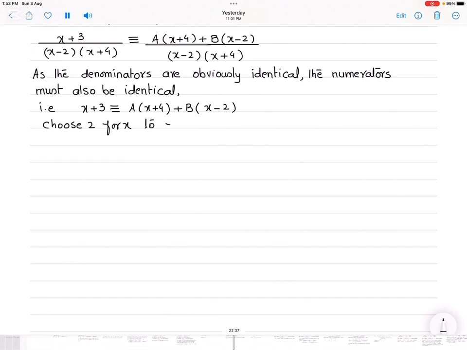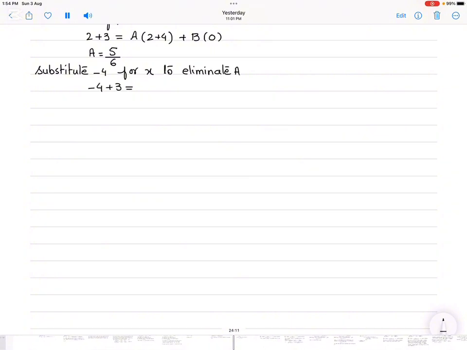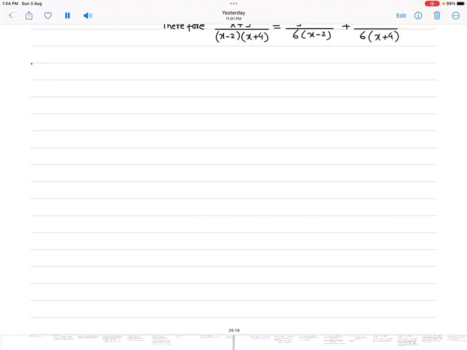Choose 2 for x to eliminate b. So 2 plus 3 equals a times 2 plus 4 plus b times 0. From here we get the value of a as 5 over 6. Now substitute minus 4 for x to eliminate a. So minus 4 plus 3 is equal to b times minus 4 minus 2. So from here b equals 1 over 6. Therefore, x plus 3 over x minus 2 times x plus 4 is identical to 5 over 6 times x minus 2 plus 1 over 6 times x plus 4.